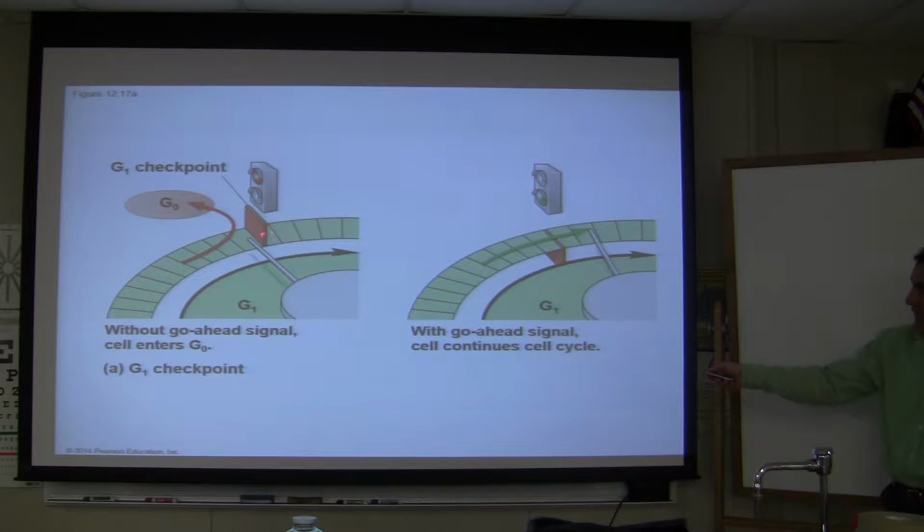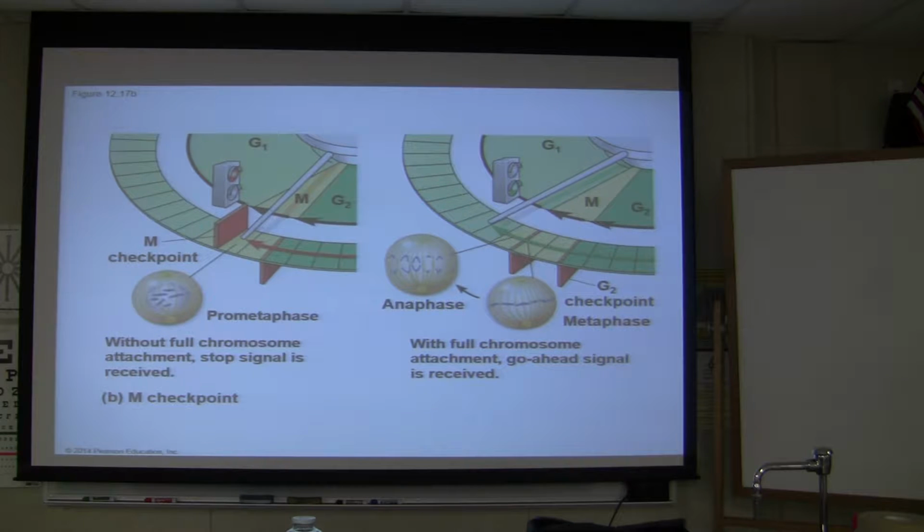G0 means the cell is at rest. So these cyclins and MPF are working to block the cell from going into G1. Okay, so without a go-ahead signal, the cell enters G0 at the G1 checkpoint. With a go-ahead signal, the cell continues the cell cycle, so that goes down and it will continue on and on. Okay, so the next few pictures are again trying to explain what happens at the checkpoints of the cells.